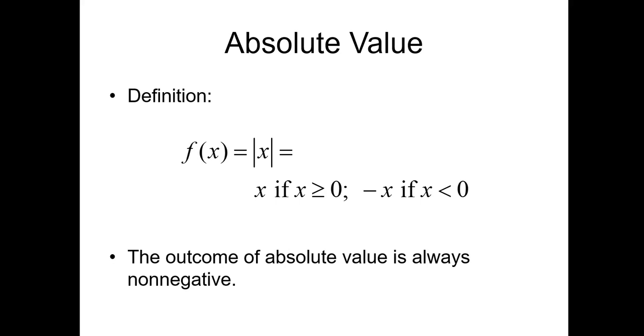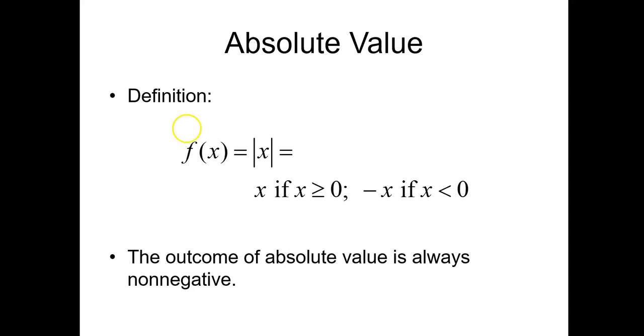The official definition, as you can look in your book: the function f of x equals absolute value of x, which equals x if x is greater than or equal to 0, negative x if x is less than 0. Basically what this is saying is that the outcome of an absolute value is always non-negative. Notice I was careful to say non-negative and not positive because the outcome could be 0, which is technically not a positive number, but it's not negative either, so it's always non-negative.